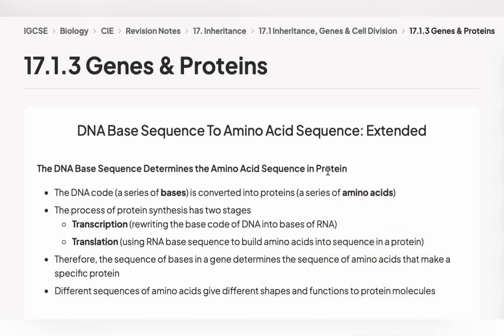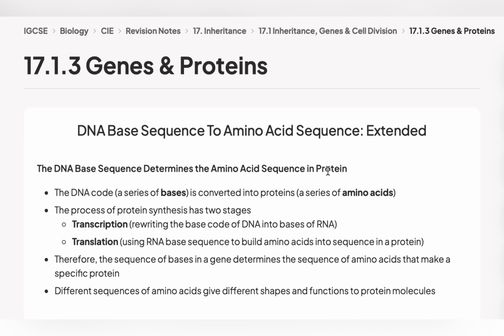Now, what is translation? Translation is when you have formed an RNA. When you transcribe the base code of a DNA into RNA, it is called transcription. Translation is now when you use the RNA base sequence to build an amino acid sequence in a protein. Before protein can be synthesized, first of all, the DNA base code will be transcribed into an RNA base sequence. Now, the RNA base sequence will be used to build amino acids, which will form a sequence of protein.